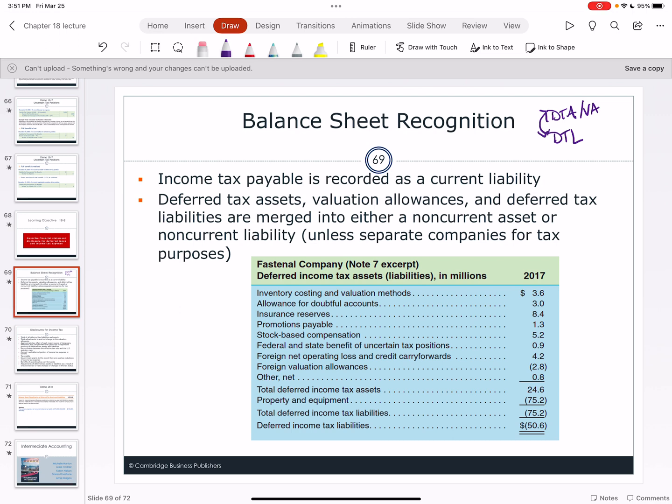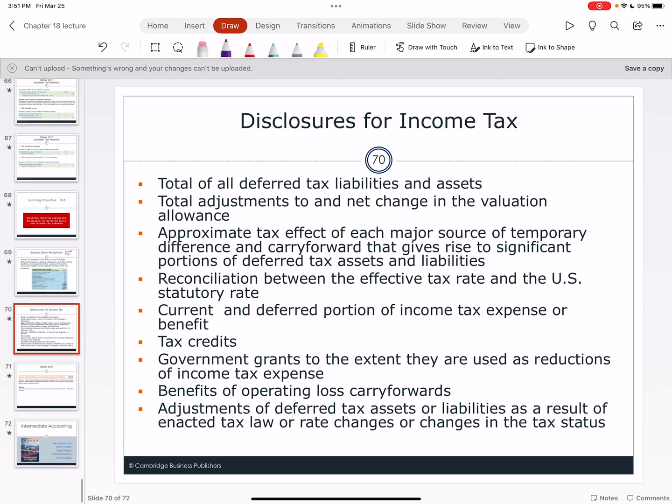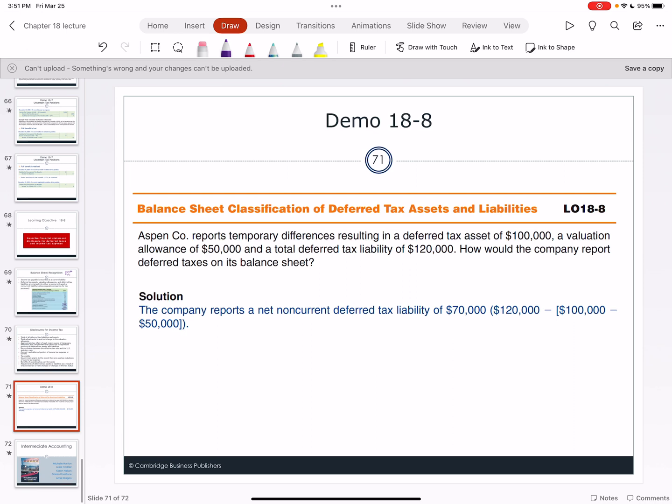So, for example, this company has netted it, but you can see if you look at it, well, their DTAs were 24.56. They've only got 1 DTL, property and equipment, and so their net is the 50.6. So we would see the 50.6 as a net liability. There's also some interesting things where they show rate reconciliations, etc.